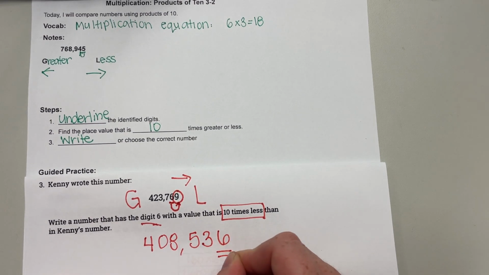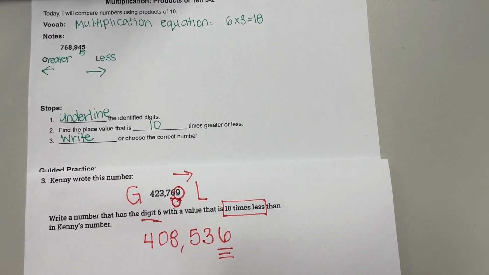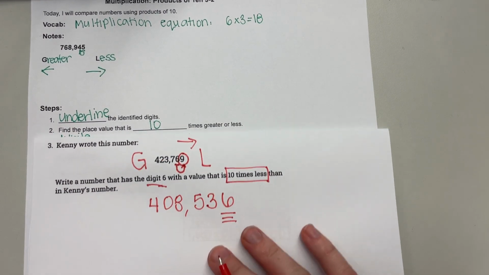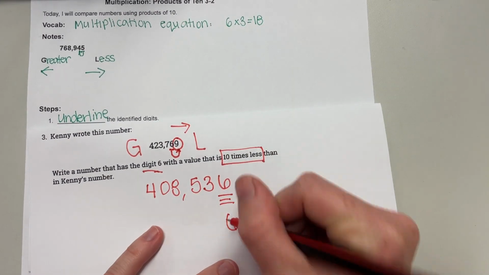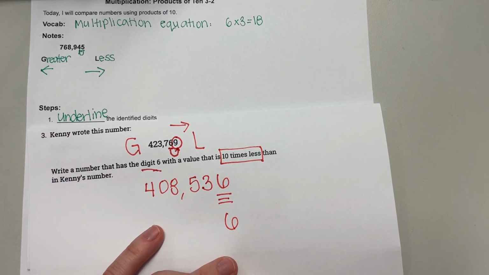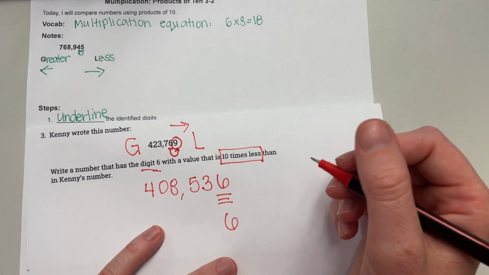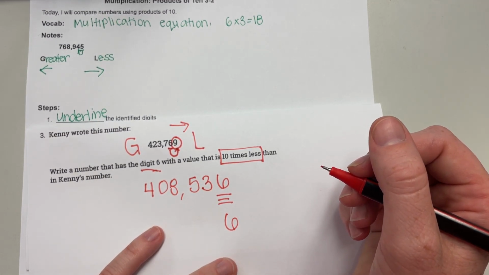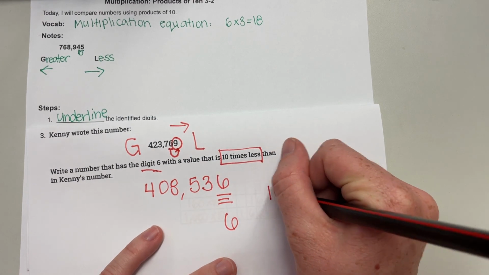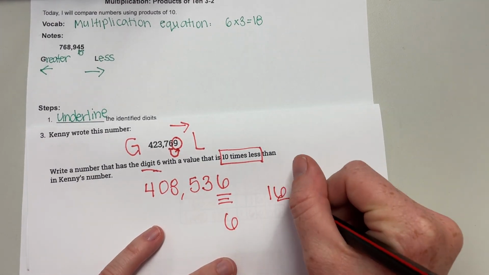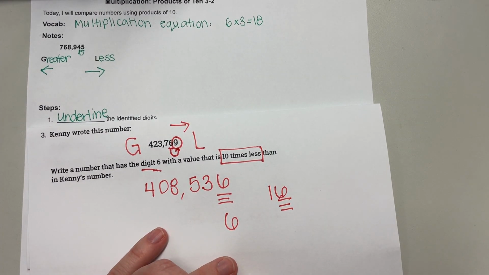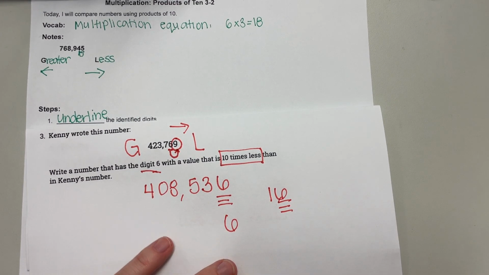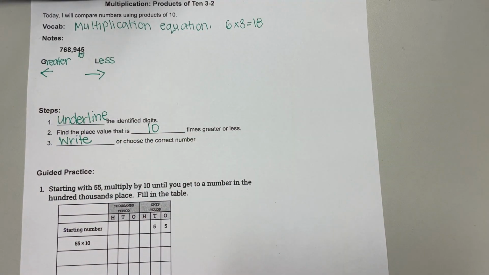408,536. This place value, the ones place, has to have a 6. If I wrote the number 6, would that work? Yes, because the 6 is in the ones place. If I had 16, my 6 is in the ones place, so that would also work. Okay, I'm going to move on to our guided practice.